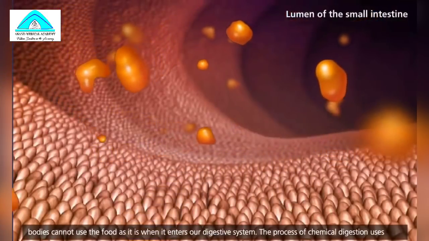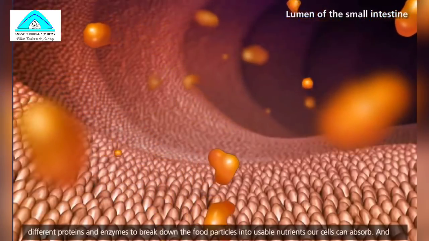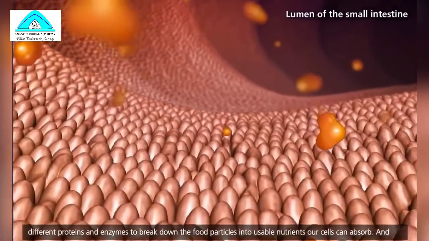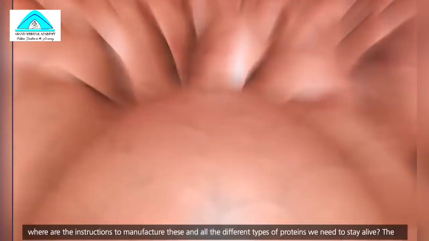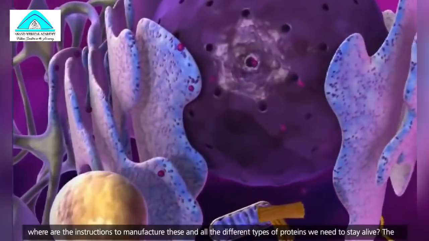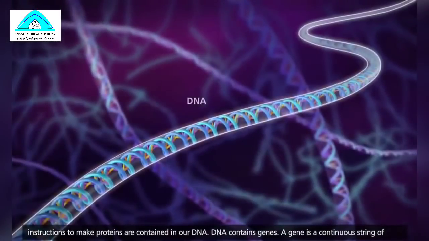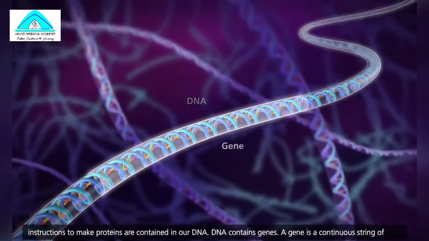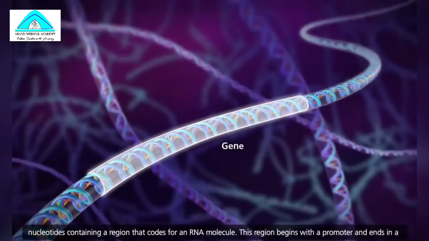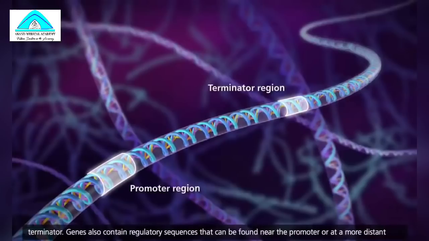The process of chemical digestion uses different proteins and enzymes to break down the food particles into usable nutrients our cells can absorb. And where are the instructions to manufacture these and all the different types of proteins we need to stay alive? The instructions to make proteins are contained in our DNA. DNA contains genes. A gene is a continuous string of nucleotides containing a region that codes for an RNA molecule. This region begins with a promoter and ends in a terminator.